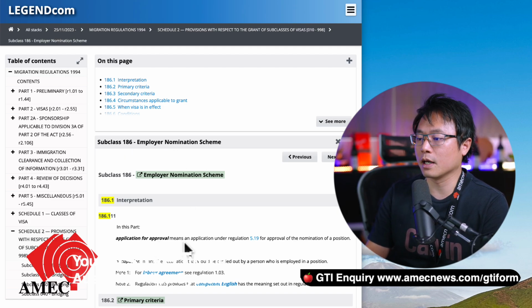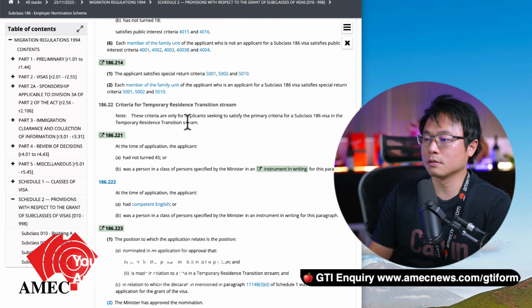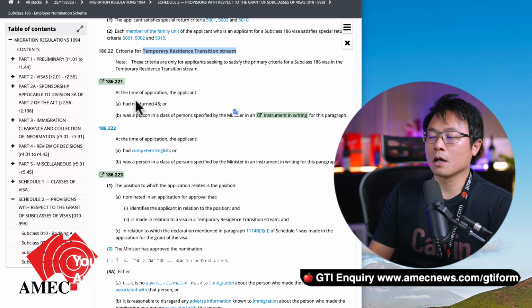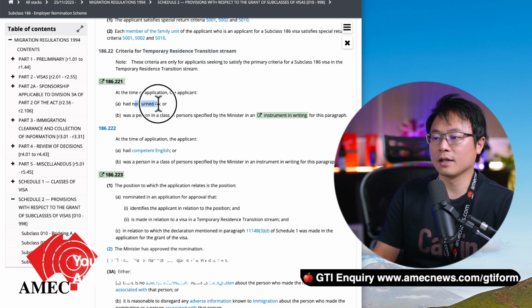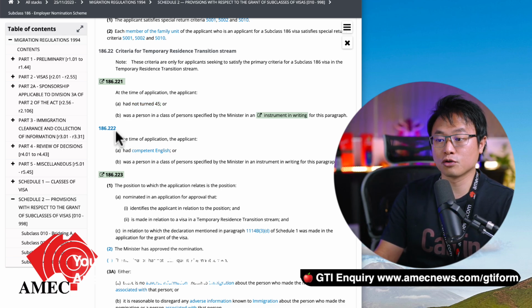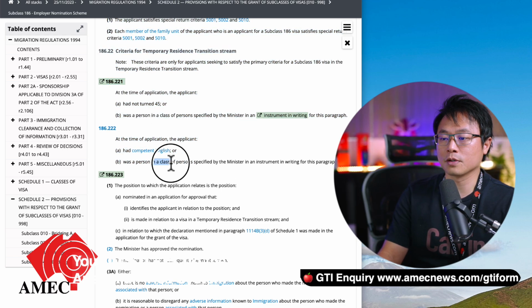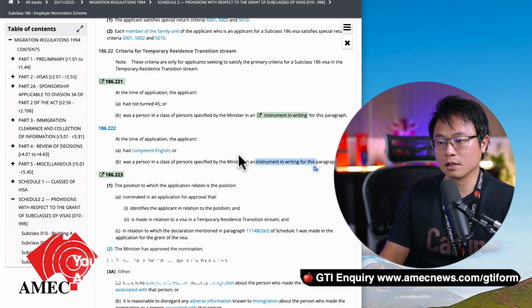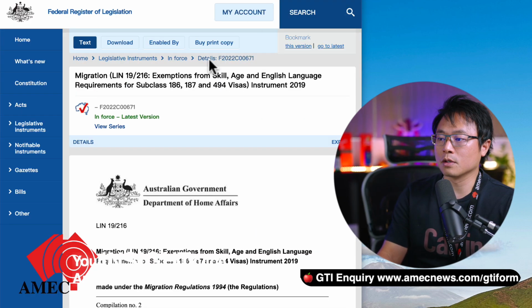Subclass 186. Okay, now scroll down. Let's go into the TRT, temporary resident transition stream. So there is 186.221 with the age not turning 45, and there's exemptions there, and there's also 186.222 with the requirement of competent English, with also a person of the class specified by the Minister in writing for this paragraph. Okay, so I've clicked on that one there, so let's jump in there.